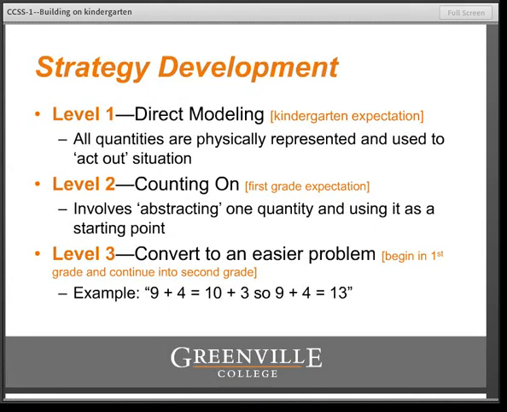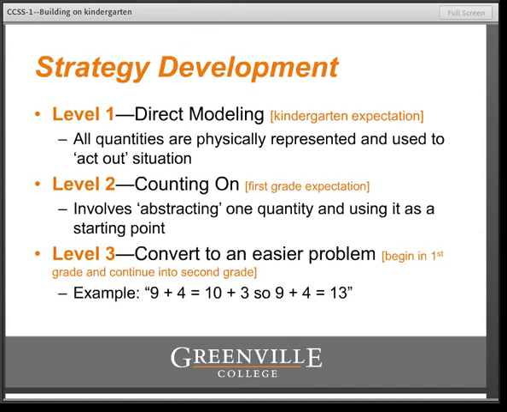I earlier mentioned that there is a transition to occur during first grade from level 1 strategies to levels 2 and 3. We will be discussing these in greater detail next week, but here is a succinct overview. Level 1 strategy involves directly modeling a situation by representing every physical quantity, often with counters or fingers, and then acting out the situation.